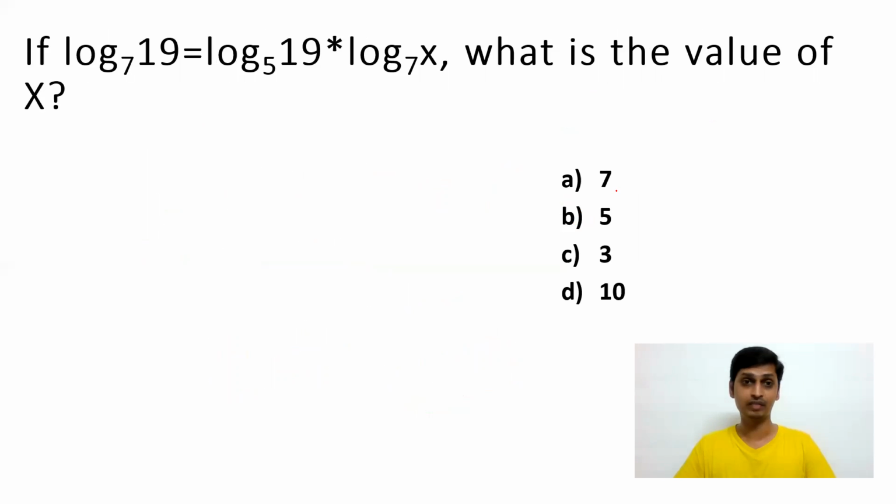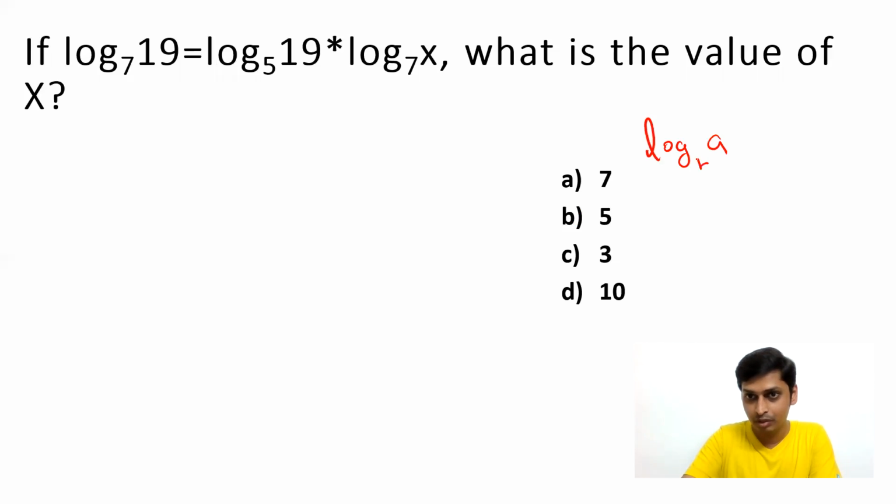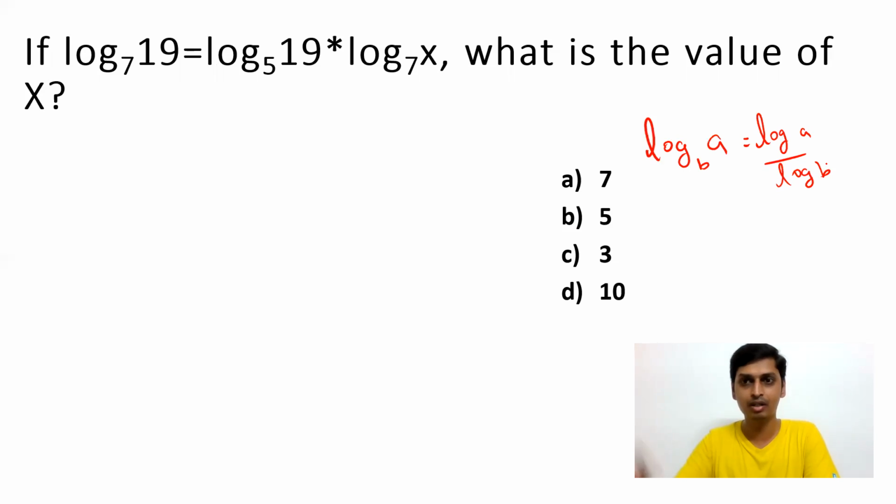Log 19 to the base 7 equal to log 19 to the base 5 into log x to the base 7. Now you have to find the value of x. So these kind of questions seem to be very complex, but it is very, very easy, right? You have different bases, so they have followed the protocol of logarithms. So what is the protocol of logarithms? If you have log a to the base b, that is nothing but log a divided by log b.